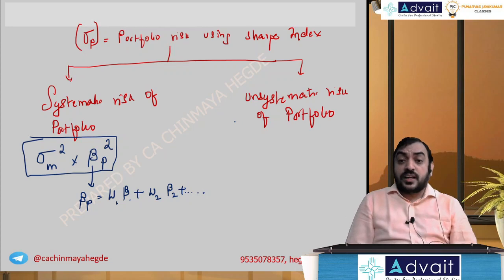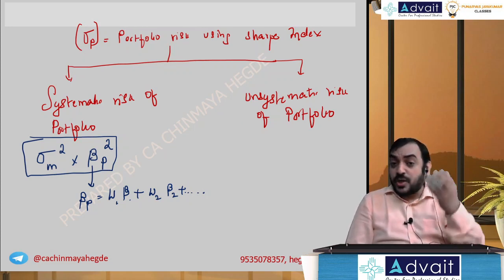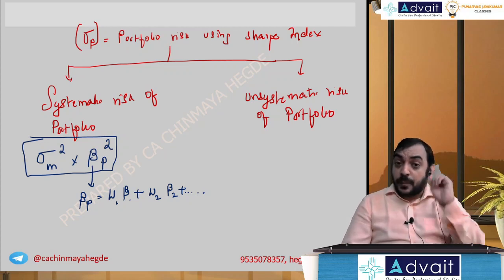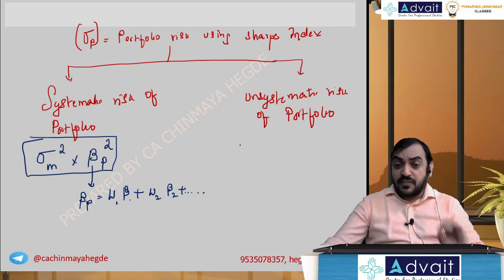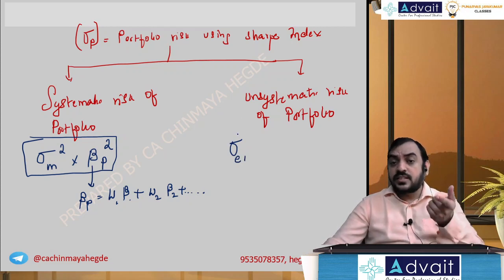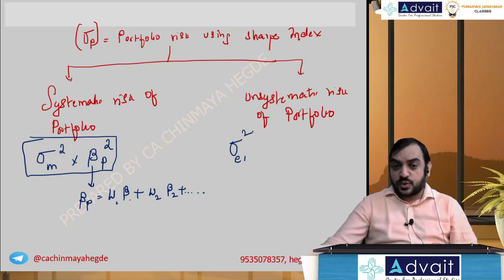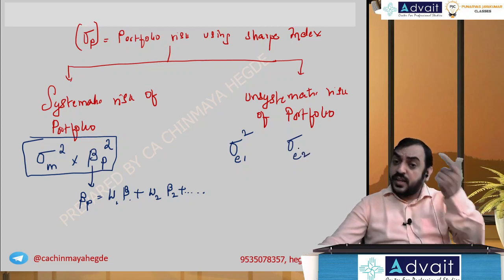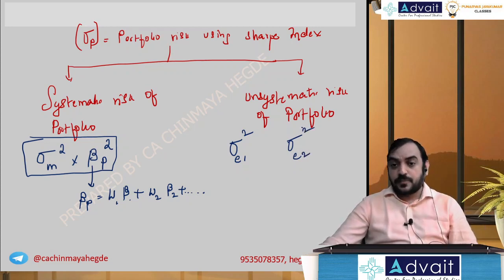Unsystematic risk, how do you calculate? Not a balancing figure. I don't know the total risk of the portfolio, I have to calculate it, not as a balancing figure. But for the securities, I got the balancing figure in the previous chart. So I will take security 1's unsystematic risk. I will say E1, unsystematic risk of the first security, square of course. Similarly, unsystematic risk of the second security, standard deviation of E2, square.